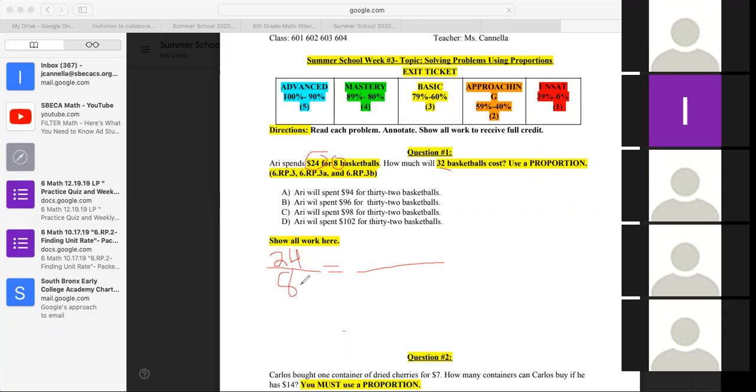And then it says 32 basketballs. If basketballs is the denominator, cost, basketballs. This is now the basketballs. How do I go from 8 to 32? Somebody can call it out. Somebody tell me. What operation? Times 4. Yes. So if I multiply the denominator by 4, check this out. Let's do the numerator. Multiply by 4. And who knows what 24 times 4 is?